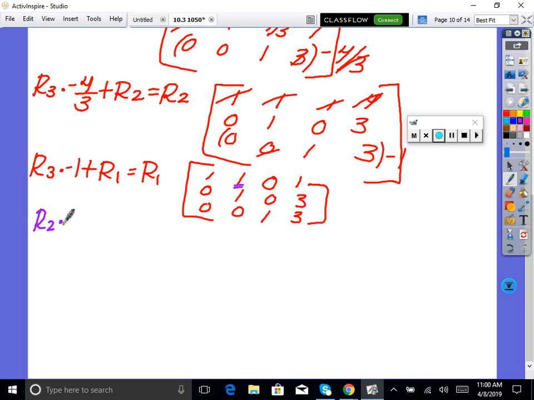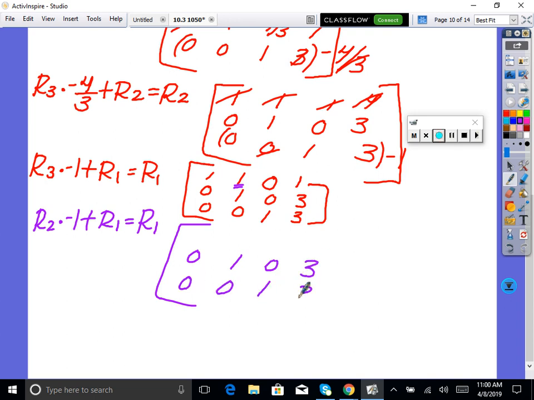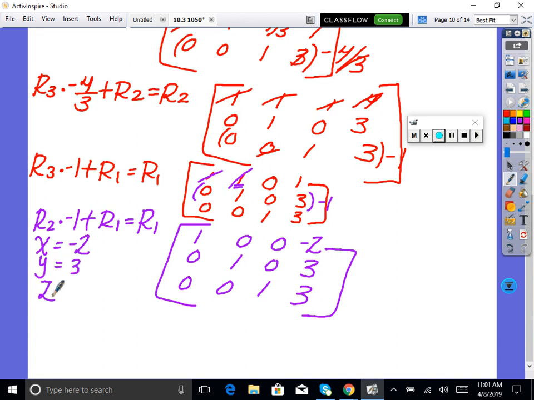Yep, so take row 2, times by negative 1, add it to row 1, equaling new row 1, and then we are, hallelujah, done. So we would have 0, 1, 0, 3, middle row is the same, bottom row is the same. We are changing our row 1, so we're going to take row 2, and we're going to times it by negative 1. Negative 1 times 0 is 0. 0 plus 1 is still 1. Negative 1 times 1 is negative 1. Plus 1 is 0. Negative 1 times 0 is 0. 0 plus 0 is 0. Negative 1 times 3 is negative 3. Negative 3 plus 1 is negative 2, isn't it? And boom, there's your answers. X equals negative 2. Y equals 3. Z equals 3.